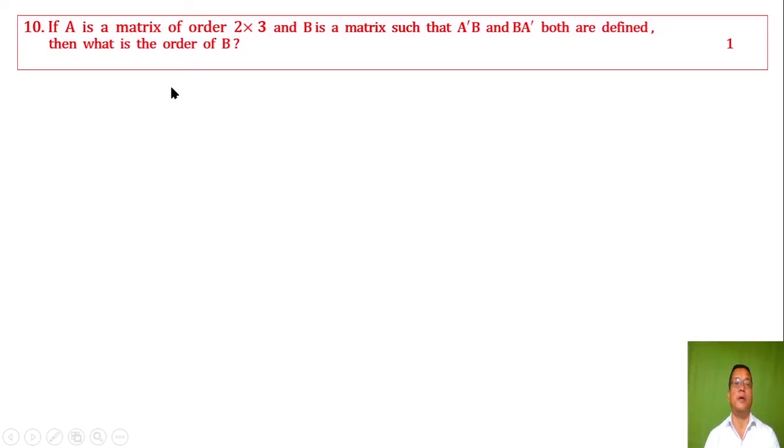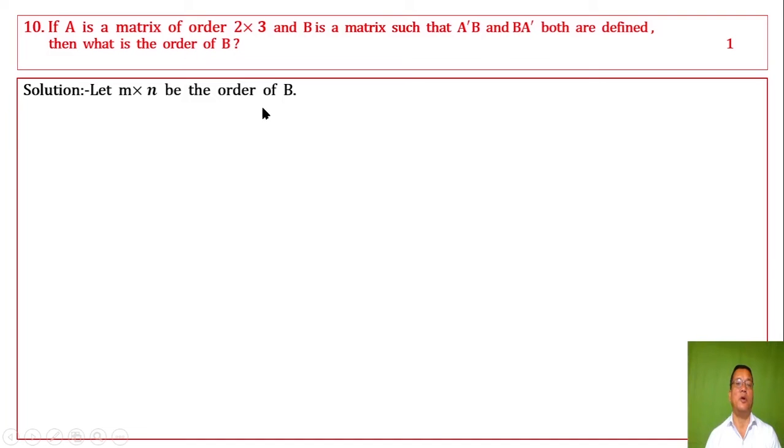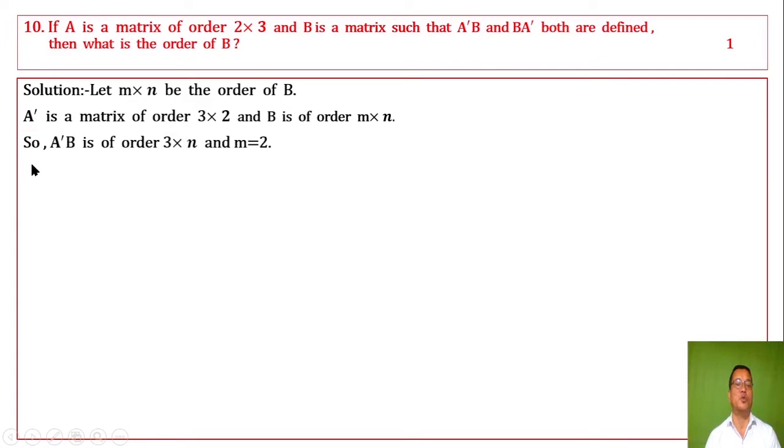If A is a matrix of order 2 by 3 and B is a matrix such that A transpose into B and B into A transpose are both defined, then what is the order of B? Let M by N be the order of B. A transpose is a matrix of order 3 by 2 and B is of order M by N. So the product A transpose B is of order 3 by N, and M equal to 2. That gives the value of M is 2.